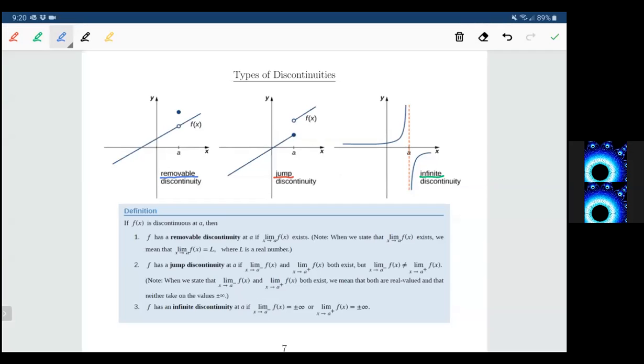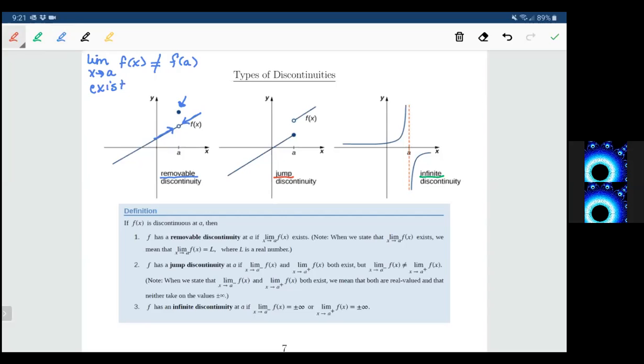violated. So in this case, we can see that the limit as x approaches a of f of x does exist. I can push this direction and that direction, and we will come up with a single value. The left and right hand limits do agree. We can also see that f of a is defined, given by this point here. The problem with a removable discontinuity is that the limit as x approaches a of f of x does not equal the function value f of a.